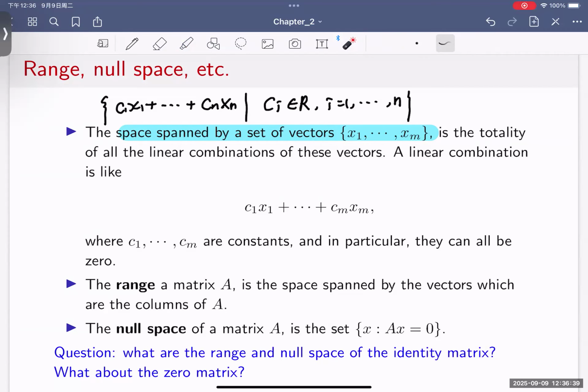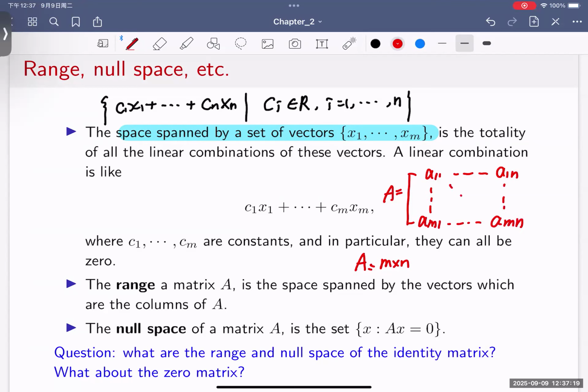And the range of a matrix stands for the space spanned by all the column vectors of A. So the range of A is the space spanned by the column vectors of A. For example, previously we wrote down that A is an m times n matrix, with entries A11 to A1n down to Am1 to Amn. Here we have n columns in total.